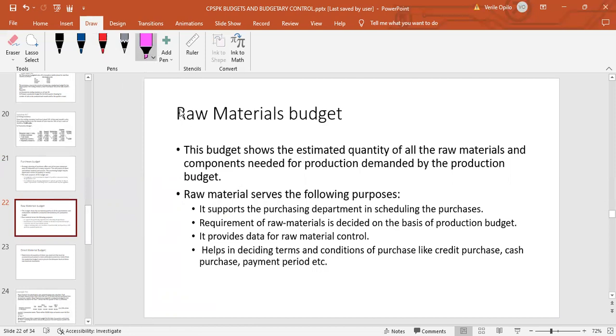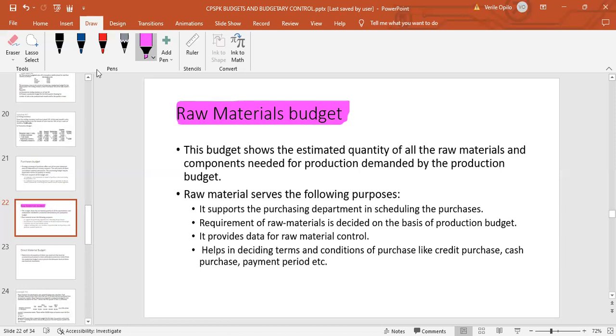Then we have the other type of budget, which we call the raw materials budget. The raw materials budget is a type of purchases budget. In this case, it is looking at the raw materials that the business is going to require, that is raw materials and any other component that the business is going to require in the production process.